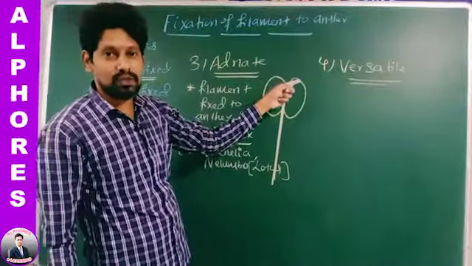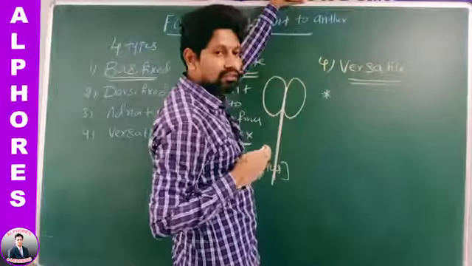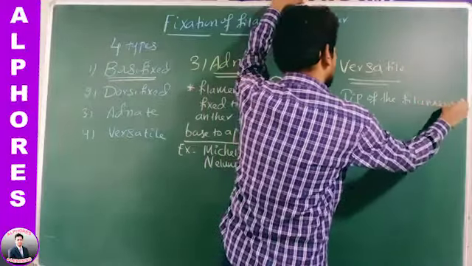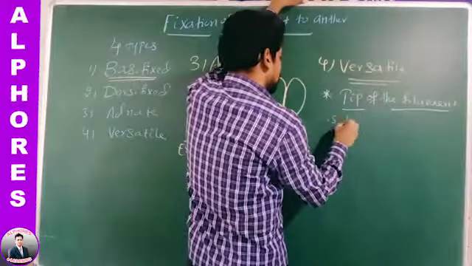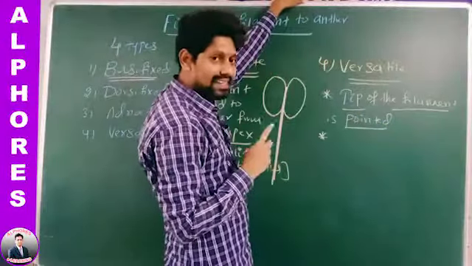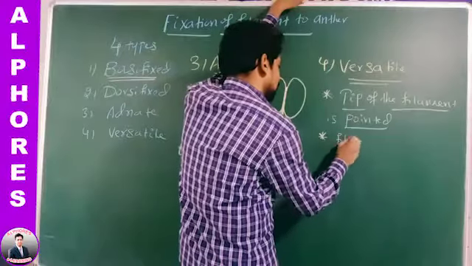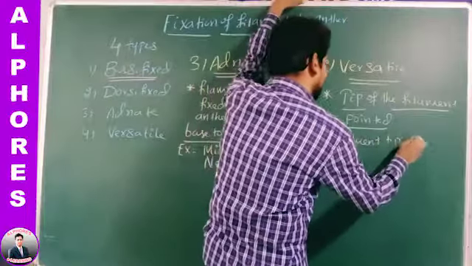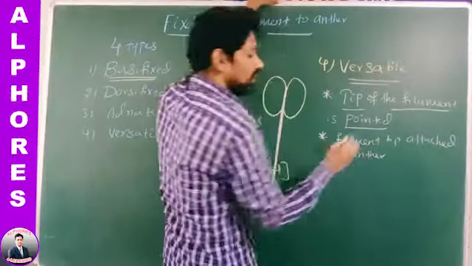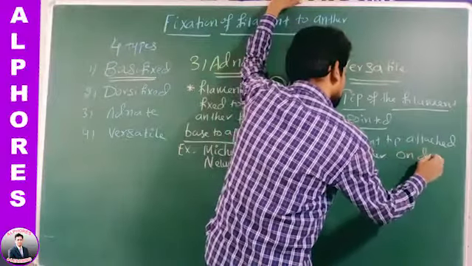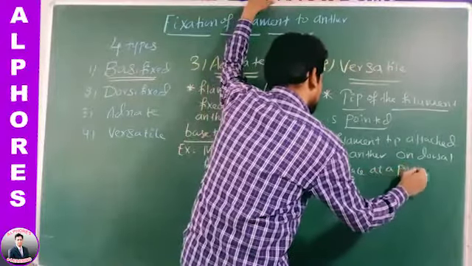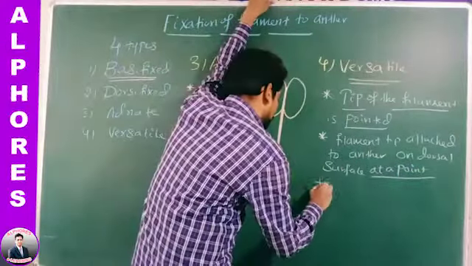We are discussing the fourth one, that is what, sir? Versatile. Just now I told you the tip of the filament is pointed, right? And this filament tip is attached to what, sir? Anther. Where, sir? On the dorsal surface at a point. So what happens?